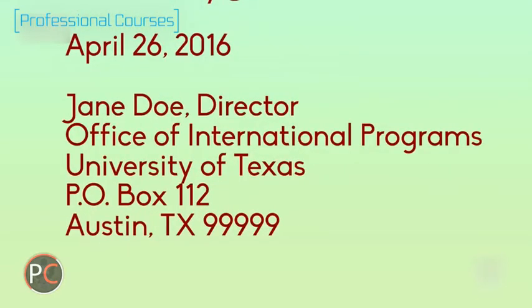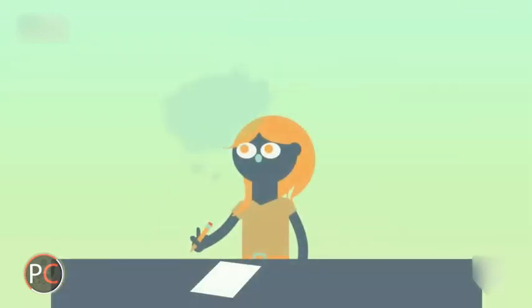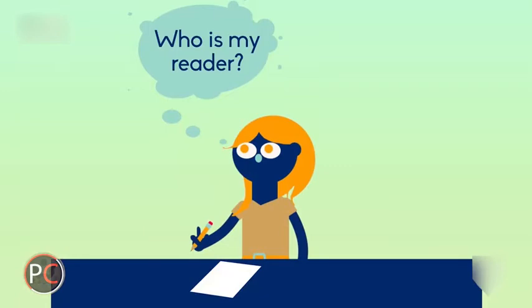The next part includes the full name and address of the reader. In this example, Beth is sending the letter to Jane Doe, who is the director of the Office of International Programs at the University of Texas. In addition to the first and last name of the reader, Beth also writes the title and the department, as Jane Doe is part of a large university. Since you may not know whether the reader is a man or a woman, it is acceptable to write the first and last name only, followed by the job title.